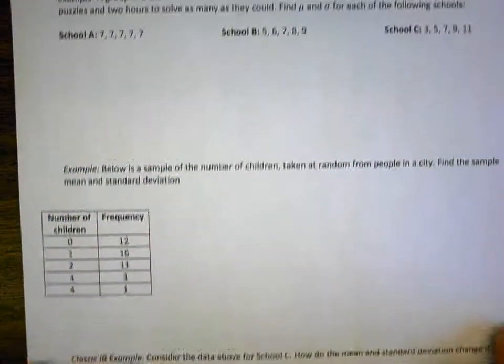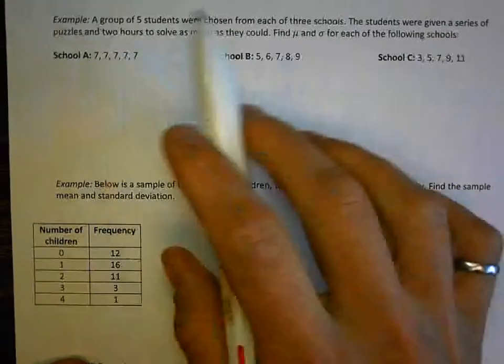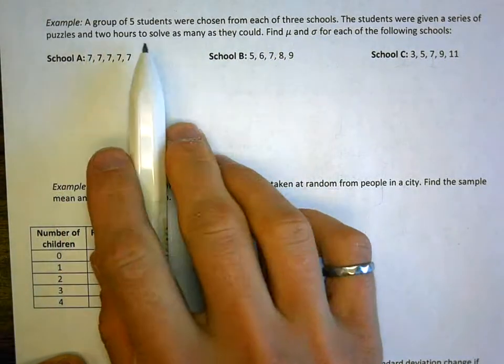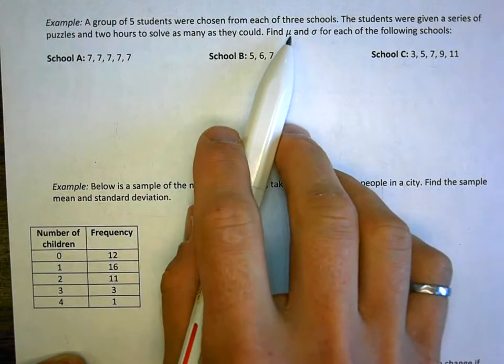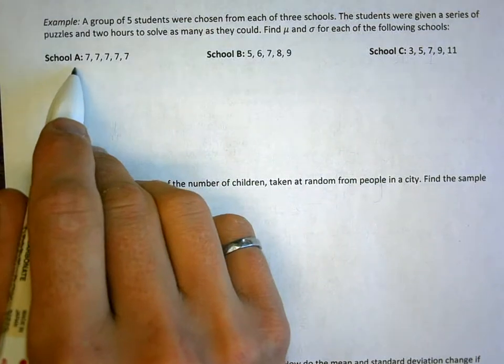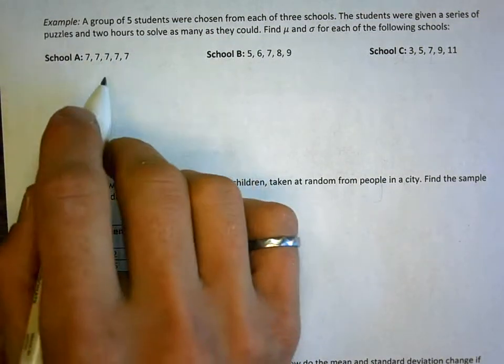Okay, let's start using this new thing that we just discovered, and we're going to calculate a few of these by hand. In this example, we have a group of 5 students who were chosen from each of 3 schools. The students were given a series of puzzles and 2 hours to solve as many as they could. How many did they solve? Find the mean and the standard deviation for each school. So this school, 5 students were selected. They each completed 7 puzzles.